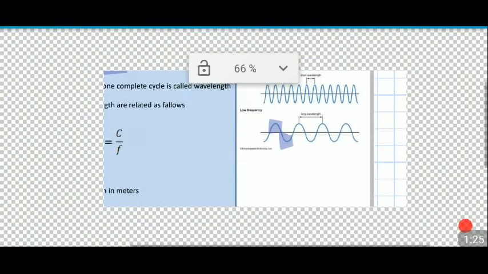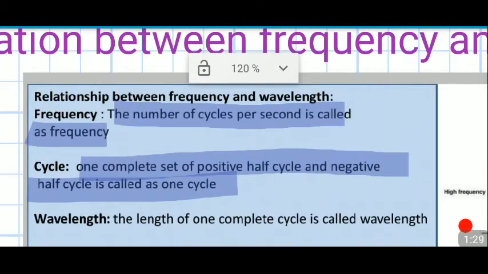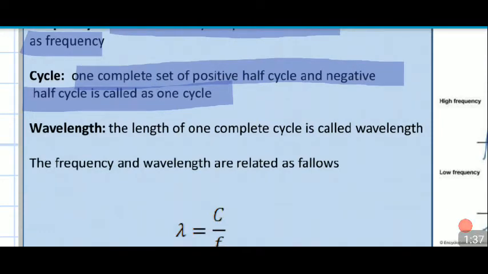So what do you mean by frequency then? The number of those cycles, whatever we have discussed, that repeat per given second is what we call frequency. Fine. So now let us understand what wavelength is.